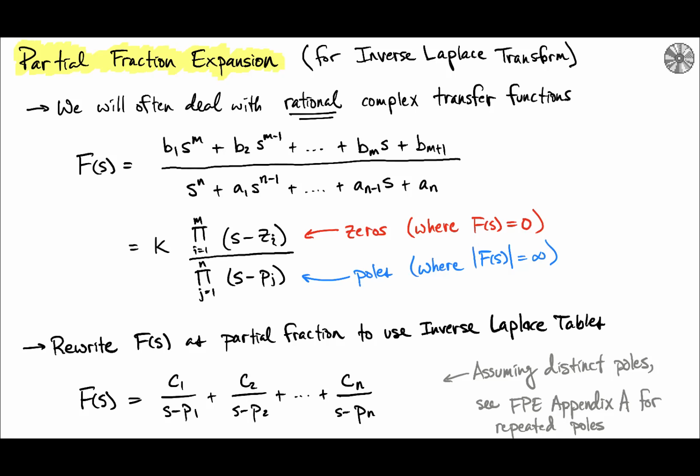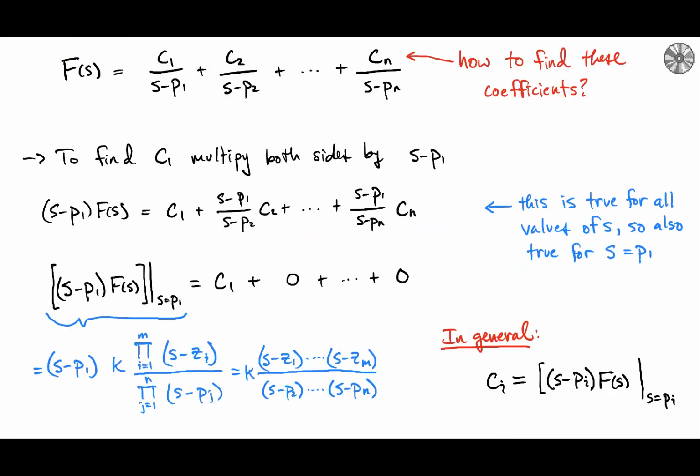And so the way that I had learned this initially was simply just to solve a system of equations, but that actually becomes quite cumbersome, and there's a much more efficient way, which is conventionally called the cover-up technique. And so how do we find these coefficients? So the way this works is we multiply the original transfer function by one of the roots of the denominator. So in this case, let's just pick the first one, P1.